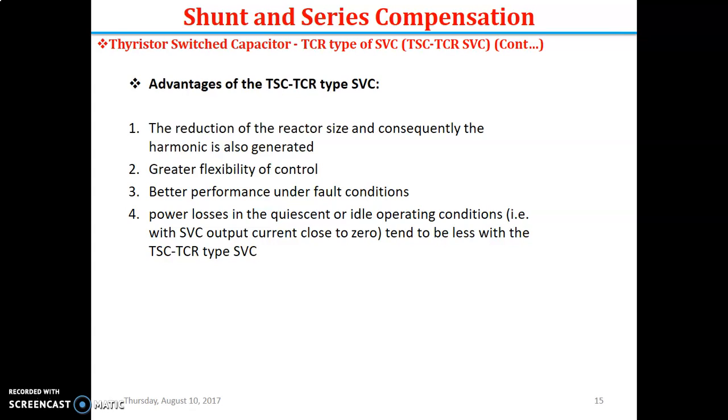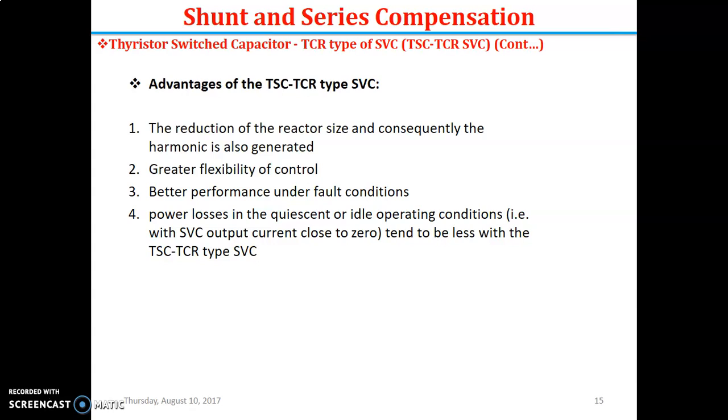Moving towards the second advantage, this TSC-TCR type of SVC has greater flexibility of control, and precision can be set by the TCR. Here we are getting greater flexibility to control because of the stepwise control of each TSC branch, and we can set the precise value or provide smooth control with the help of this TCR.